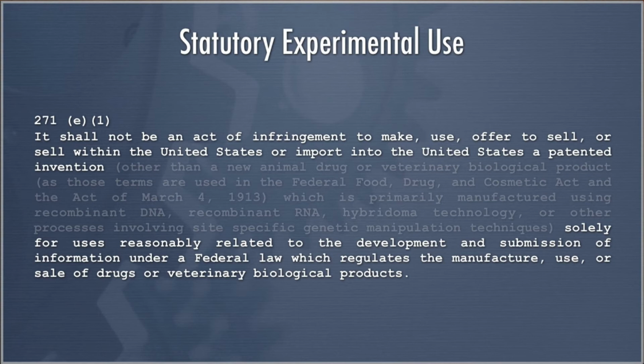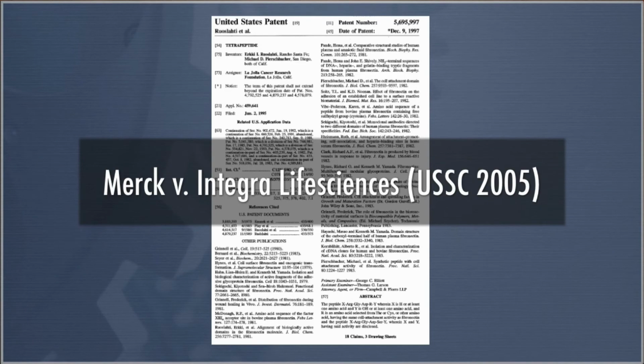Basically, the FDA drug approval process is what Congress is getting at here, right? So uses reasonably related to the FDA drug approval process are excepted from infringement, right? And that's what we call statutory experimental use. So the important case dealing with this is the Merck versus Integra case, right?